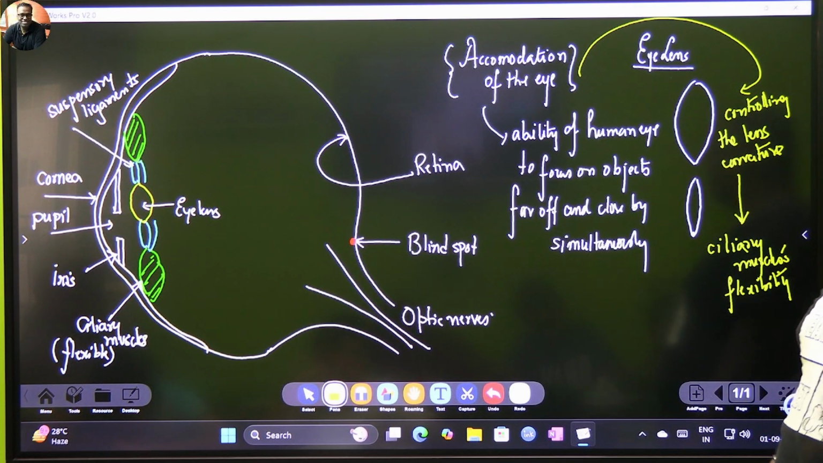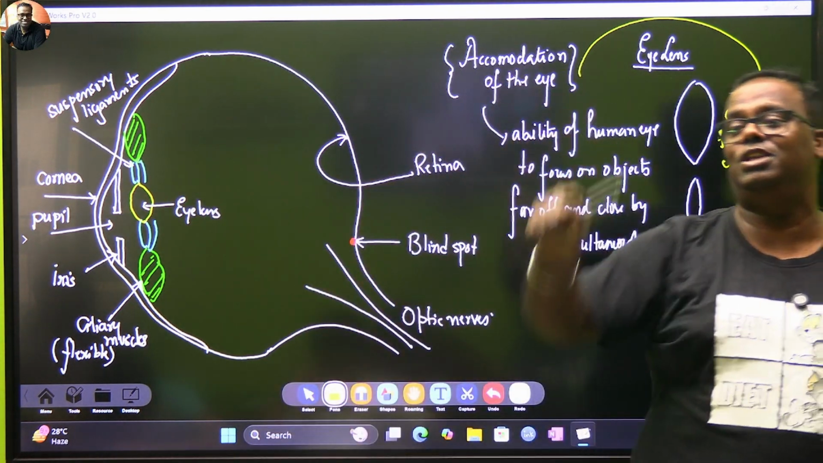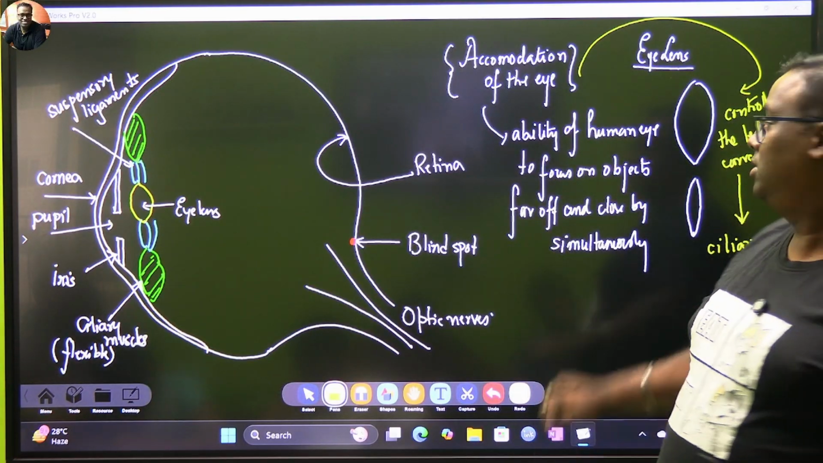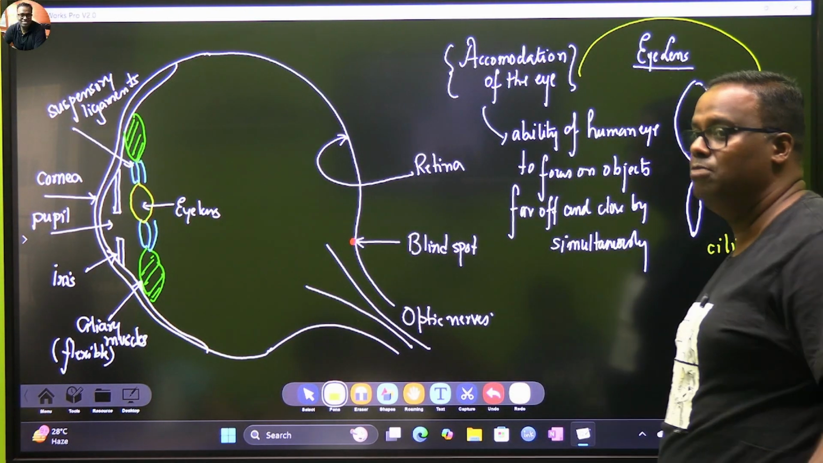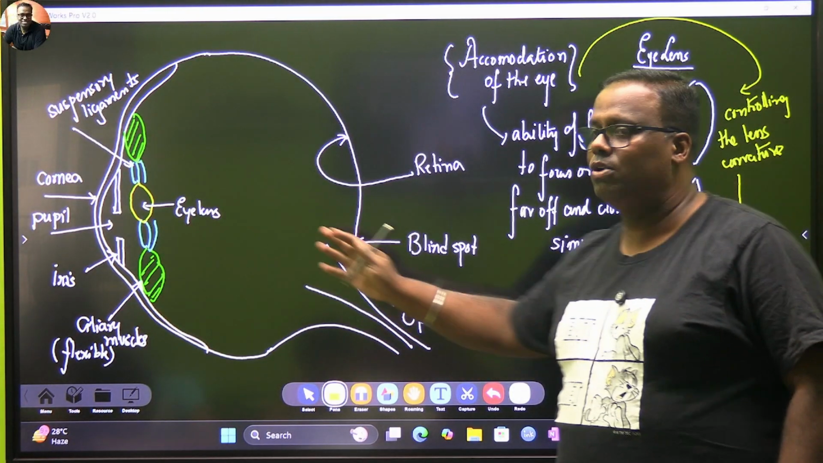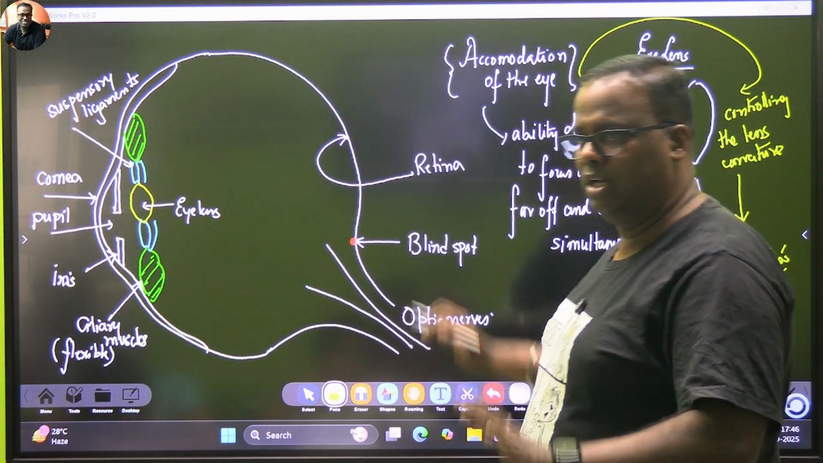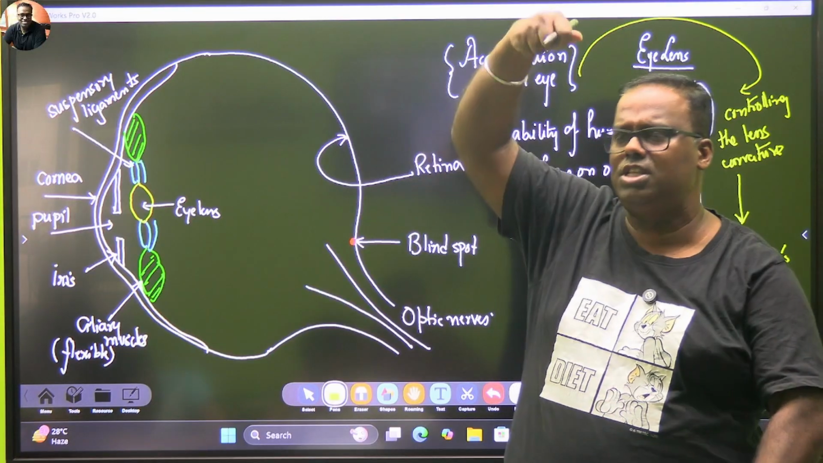Who is controlling this bulging? The ciliary muscle is controlling. What property of the ciliary muscle? The flexibility of the ciliary muscles. This flexibility, we will see, will get lost at some time of your life. This flexibility is what is important for the eye to accommodate. Have we understood this part? The ciliary muscles control it through the suspensory ligament.